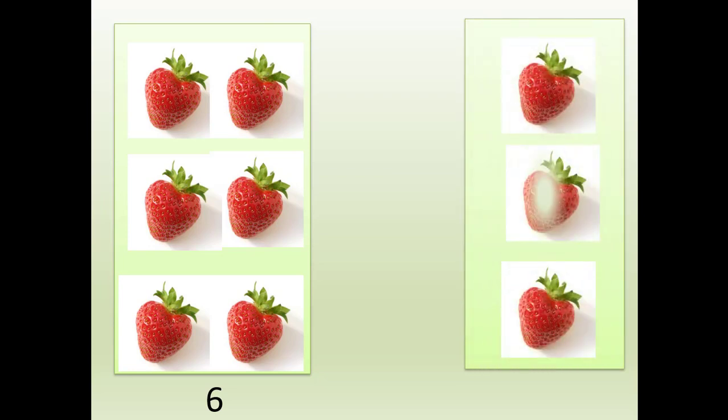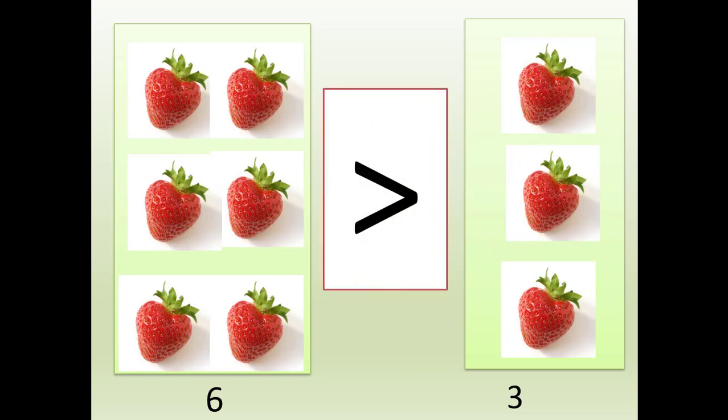How many strawberries are there? Let's count. 1, 2, 3, 4, 5, 6. Here 6 strawberries are there. And then how many strawberries? 3 strawberries. Which is more? 6 is more. So which sign? Greater than sign.